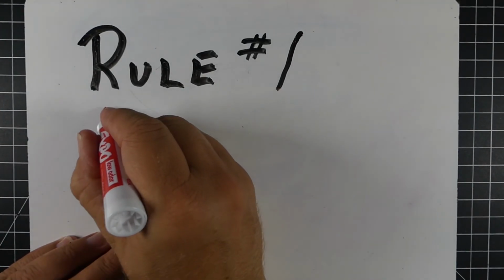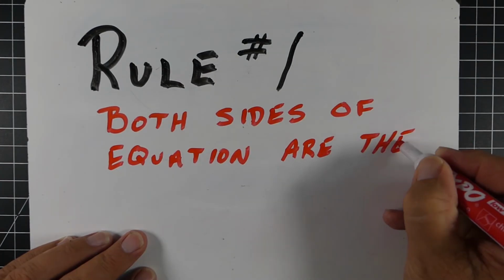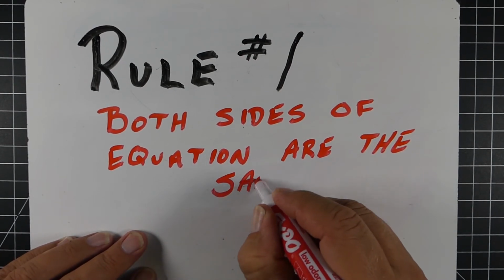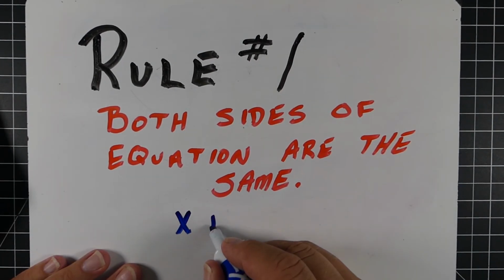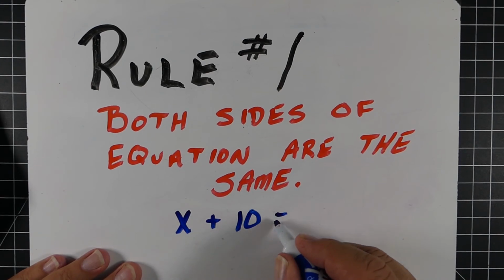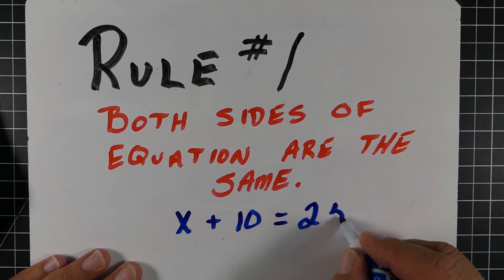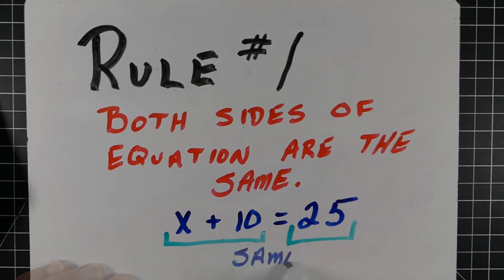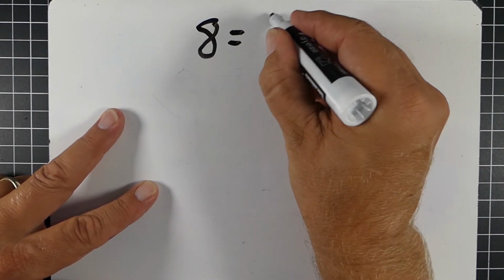Now, we have some different rules that we're going to look at here. First of all, both sides of the equation must be the same. So that's rule one. We just mentioned that. So if we're looking at a problem like, say, x plus 10 equals 25, the one side is 25. The x and the 10 together have to equal 25.